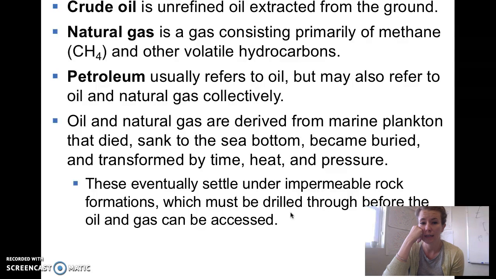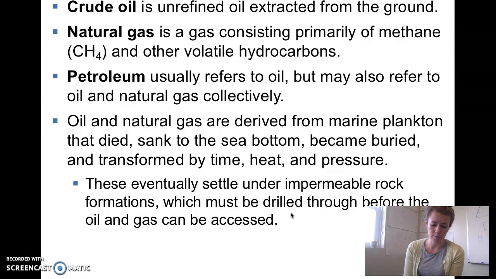Natural gas is a gas containing primarily methane and other volatile hydrocarbons. Volatile meaning they will explode, which is how we get energy from them when we combust them. So natural gas is mostly methane. And then the word petroleum normally refers to oil, but it can also refer to both oil and natural gas together as one group.